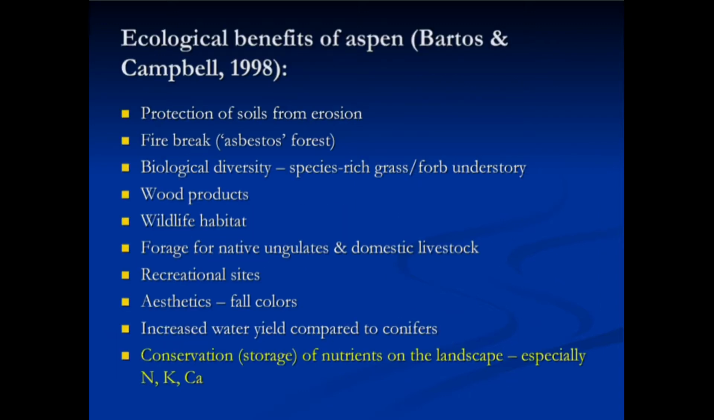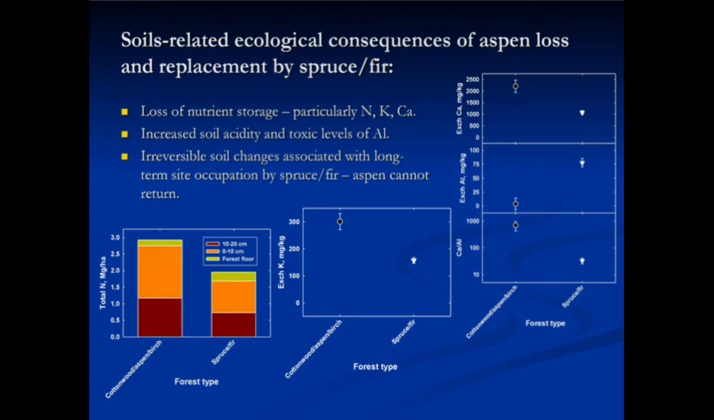So putting all that together, I'm adding one more ecological benefit of aspen to Dale's and Bob's list here, and that's storage of nutrients on the landscape, especially nitrogen, potassium, and calcium. So that then brings up the original question, why we looked at all this data. What is the ecological consequence then of aspen loss and long-term replacement by conifers, particularly spruce fir?